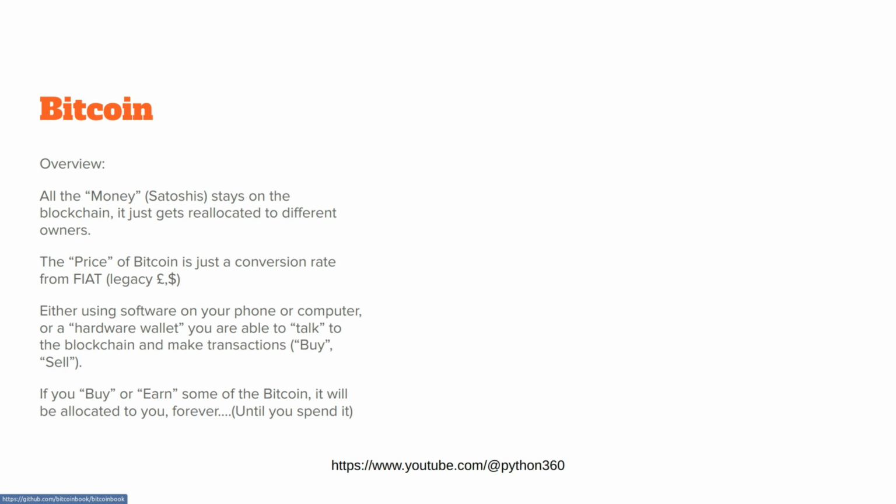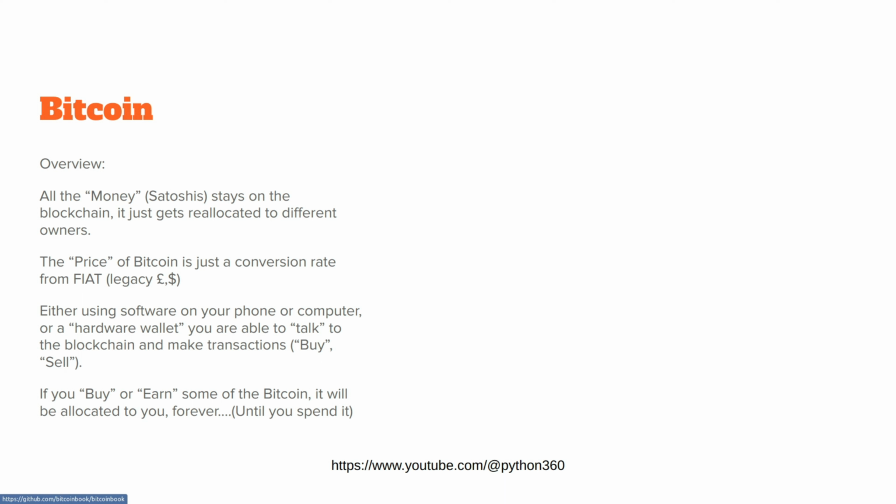So, quick overview: all the money stays on the blockchain. Bitcoin uses a blockchain. The price of Bitcoin is just a conversion rate from fiat. Really, Bitcoin aficionados will say 1 Bitcoin equals 1 Bitcoin. Ultimately, as dollars, pounds, etc. get debased by the governments, it will cease to have much relevance. The store of value you want in life will become Bitcoin.